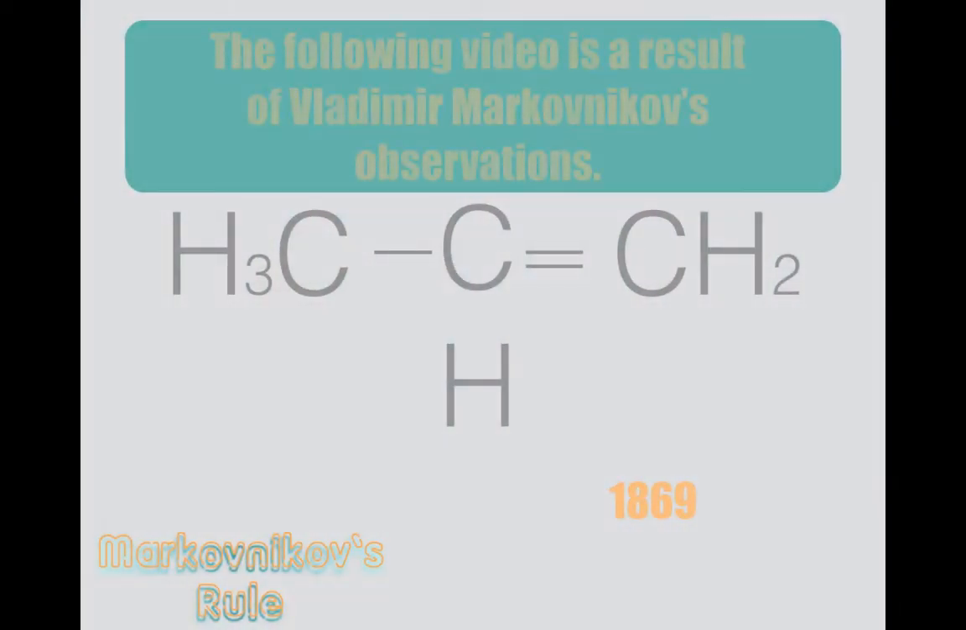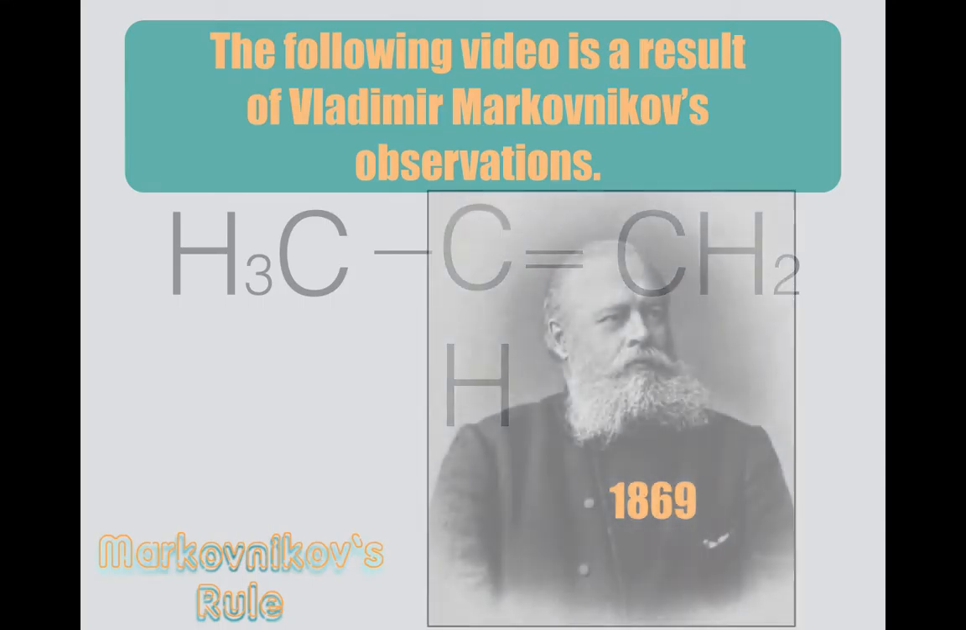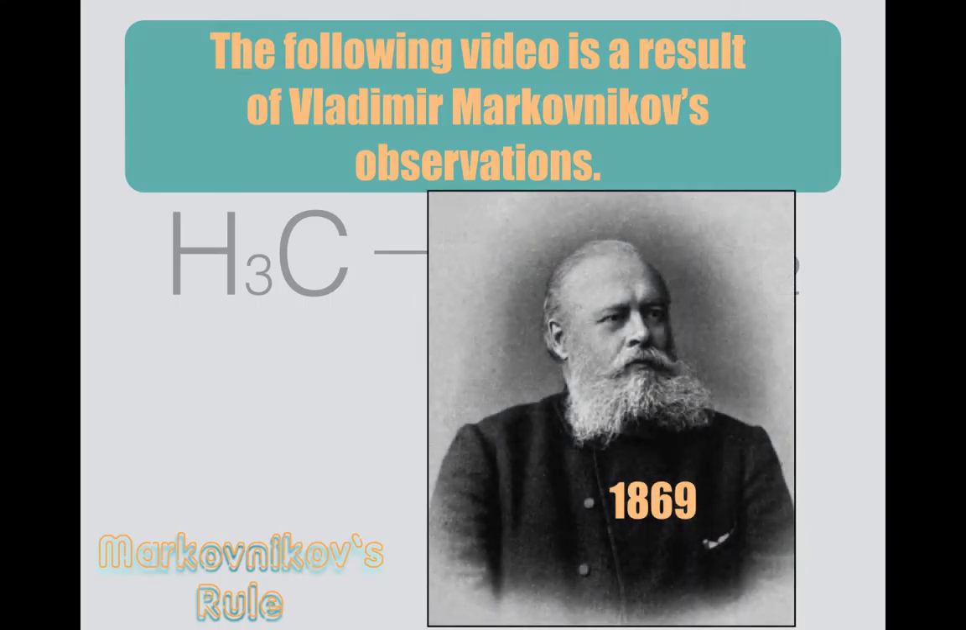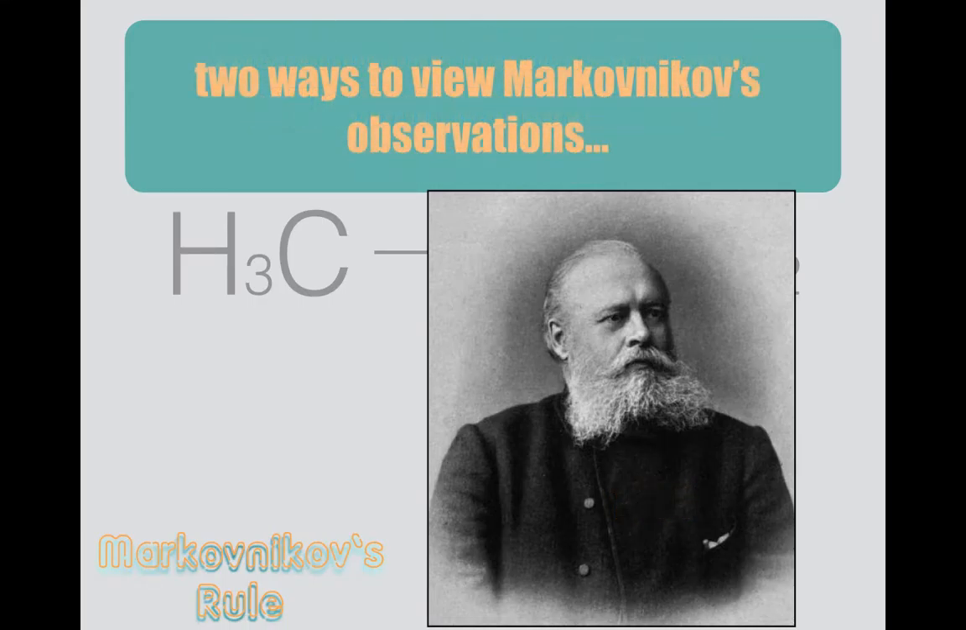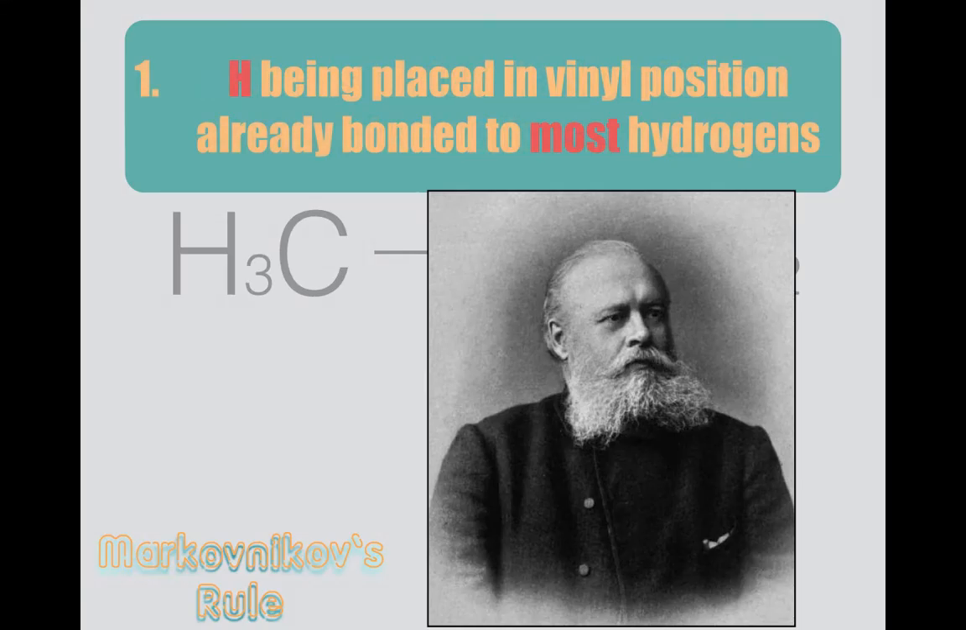Okay, so the following video is a result of Vladimir Markovnikov's observations with chemical reactions that he did. Okay, this was in 1869. So there are two ways to view Markovnikov's observations. He did hundreds of chemical reactions and he noticed a pattern in some of the results that he was getting. And one of the ways, as I was mentioning, is looking at the hydrogen.